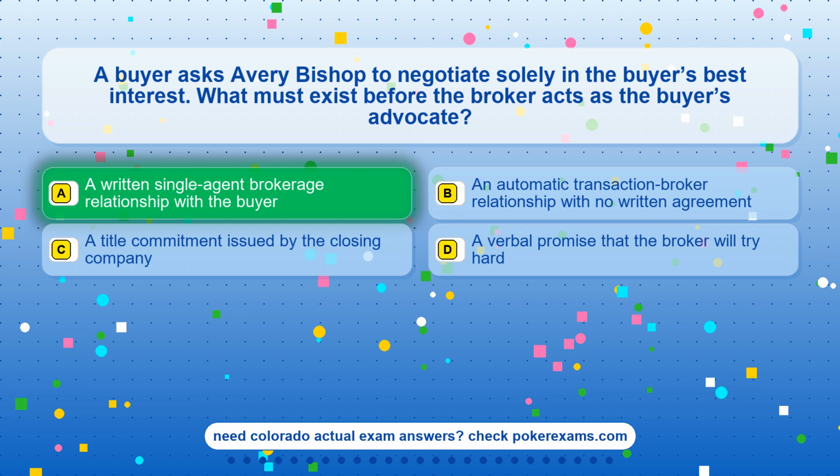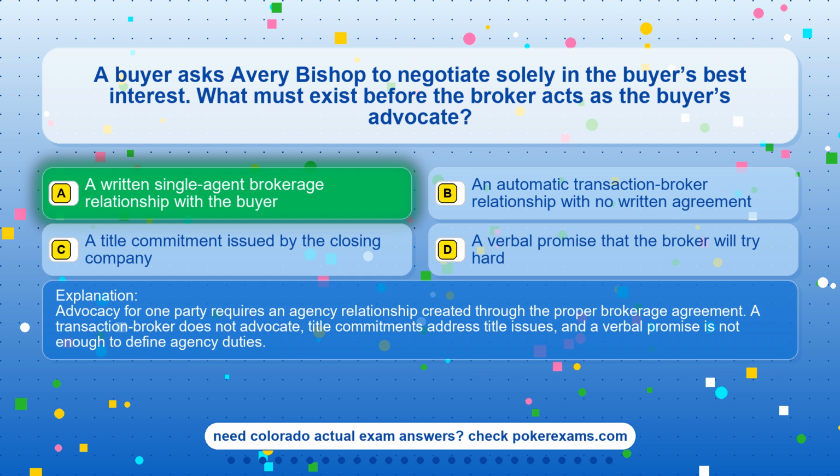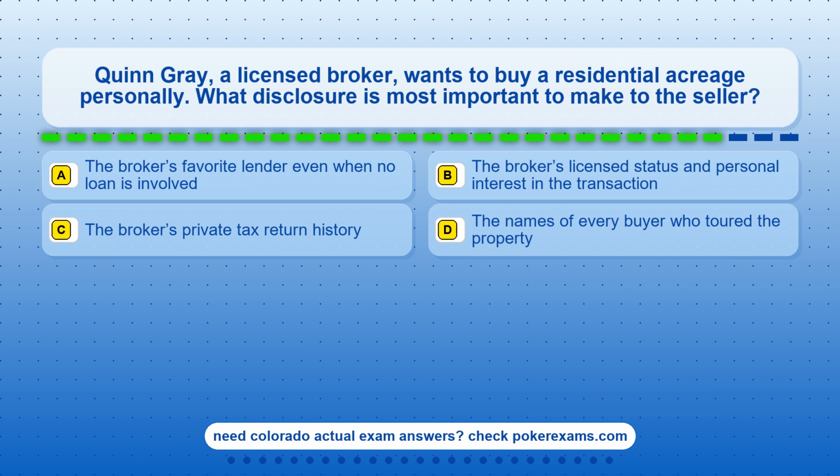The correct answer is option A. A written single-agent brokerage relationship with the buyer. Advocacy for one party requires an agency relationship created through the proper brokerage agreement. A transaction-broker does not advocate, title commitments address title issues, and a verbal promise is not enough to define agency duties. Question 7. Quinn Gray, a licensed broker, wants to buy a residential acreage personally.